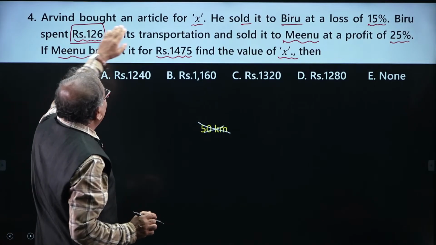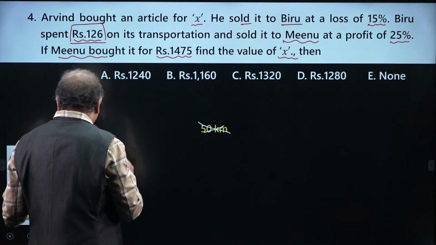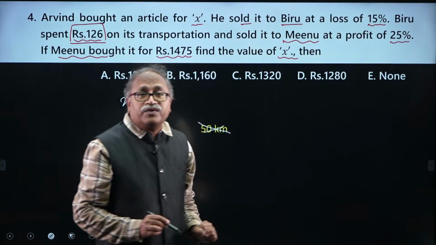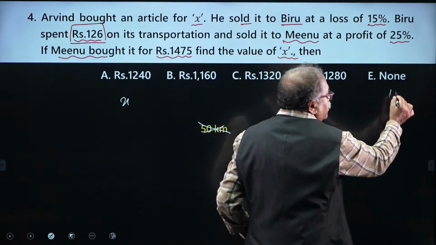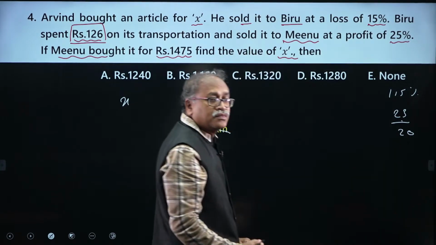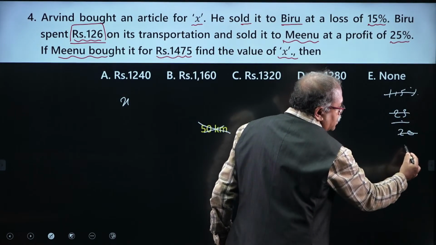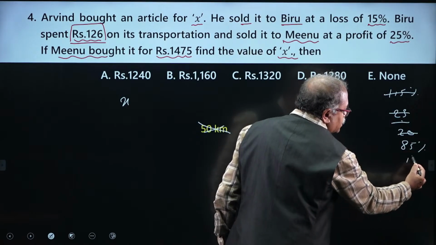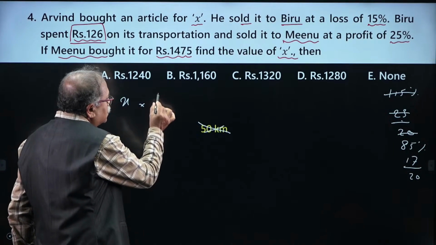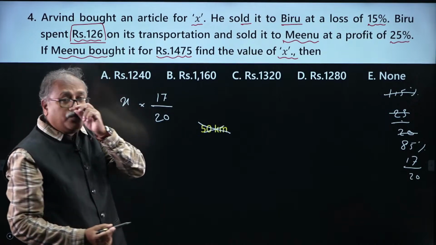Now, I do not know what the X value is, but what is given to us already is this, that is X, and it is sold to Biru at 15% profit. That means it has become 115%, which is 23 by 20. 15% loss, not profit, it is a loss. That means 85%, and 85% is nothing but 17 by 20. So, X into 17 by 20. This is the cost price of Biru.